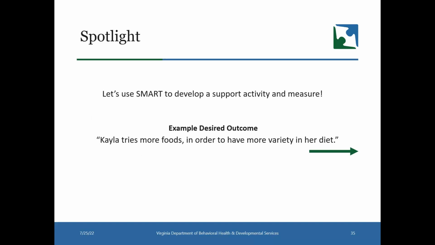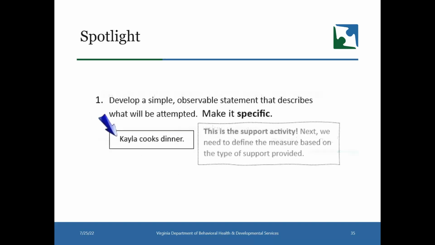So we're going to take an example desired outcome, which is Kayla tries more foods in order to have more variety in her diet. Okay, so that would be the outcome from the shared plan. We want a simple, observable statement that describes what will be attempted, and we want to be specific. So Kayla cooks dinner, right? That's something you can observe. You can observe Kayla cook dinner. So this is the simple support activity.